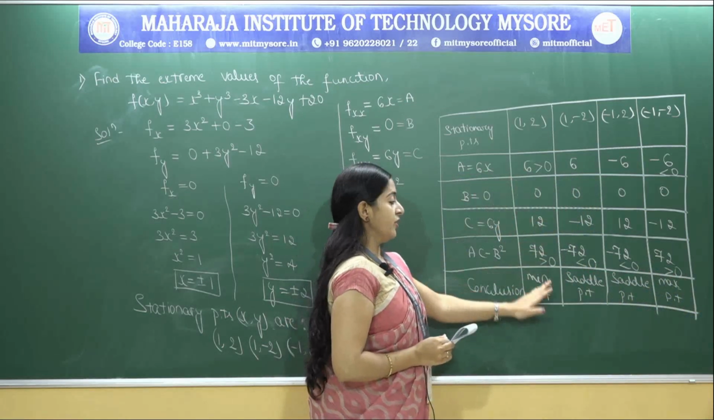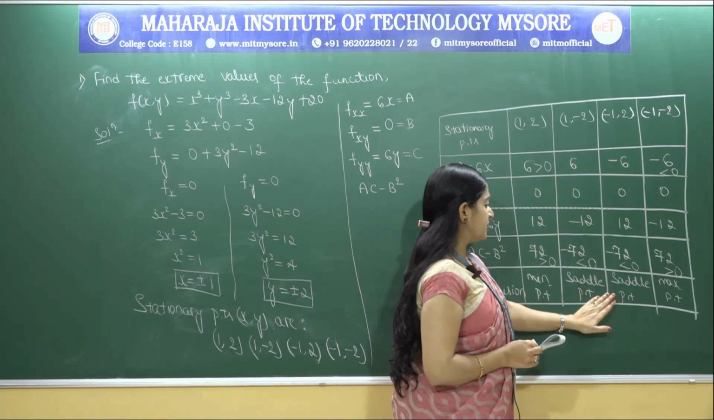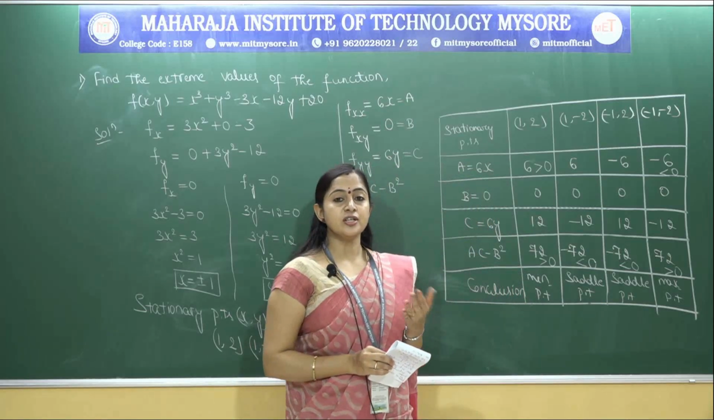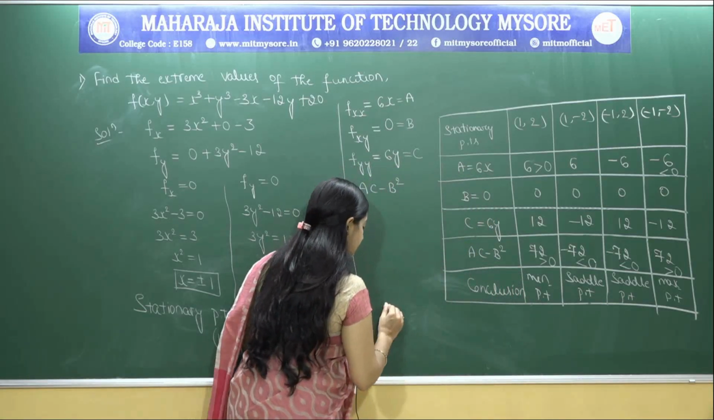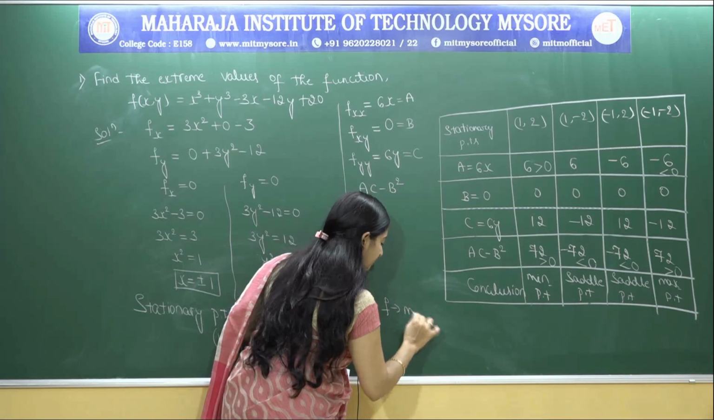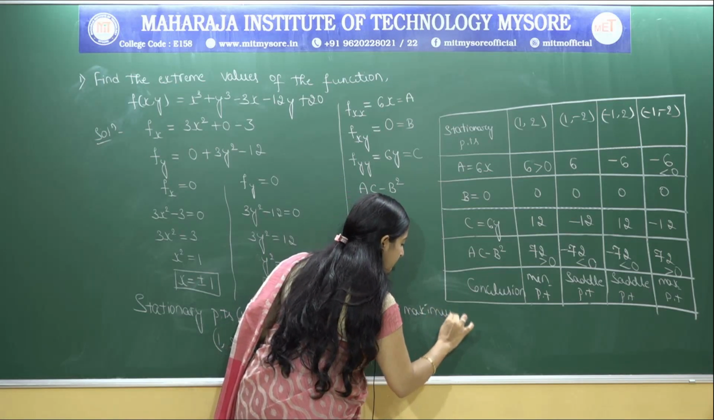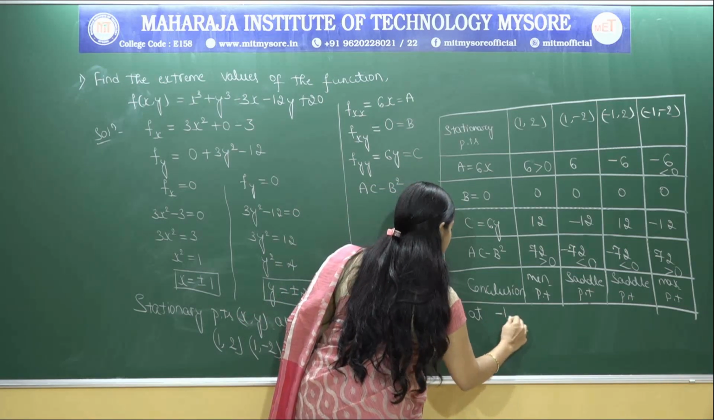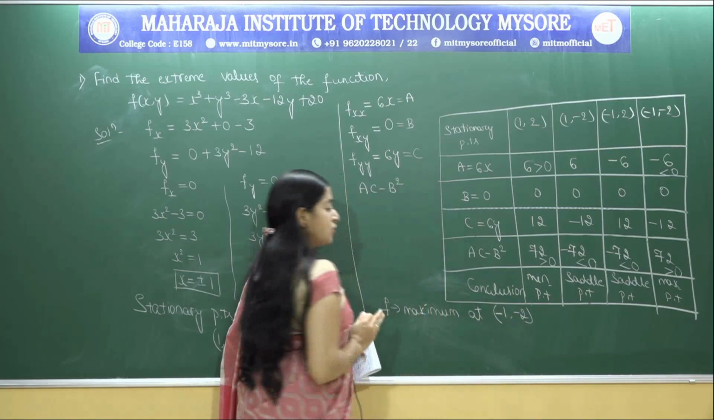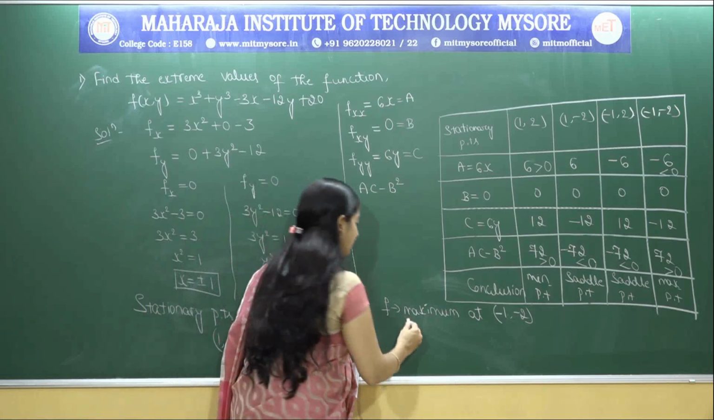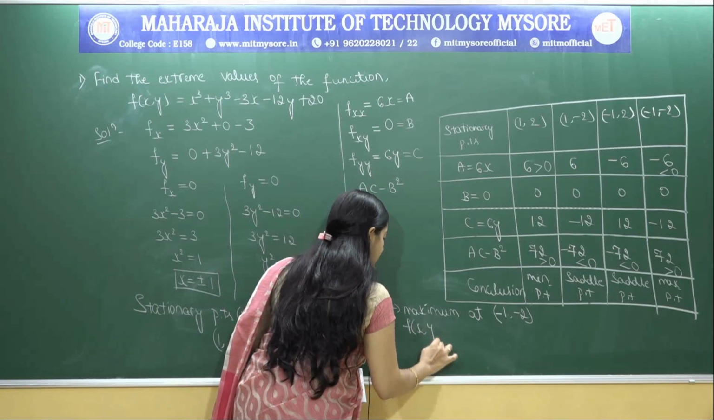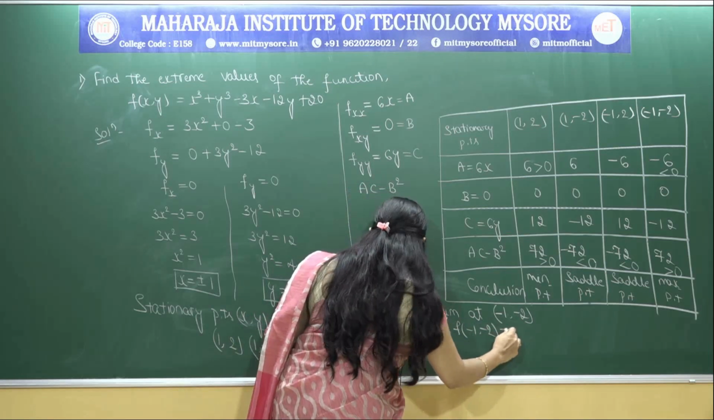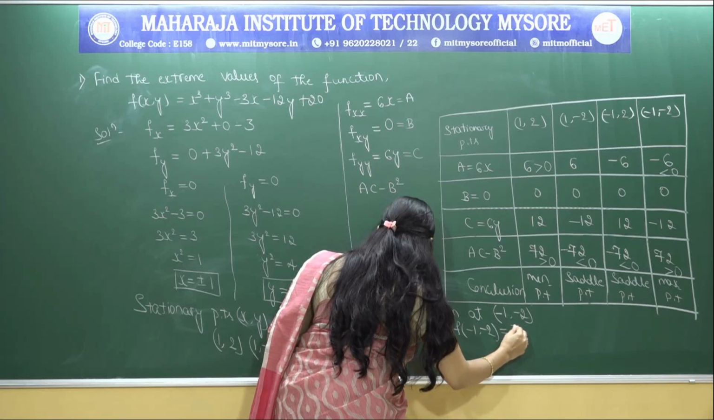So the first stationary point, you got the minimum point. Second one, you got the saddle point. The third one is the saddle point. The fourth one is the maximum point. So the given function f is maximum at the point (-1, -2). If you substitute minus 1 and minus 2 in the given function f(x, y), you will get the maximum value, that is f(-1, -2) equals 38.